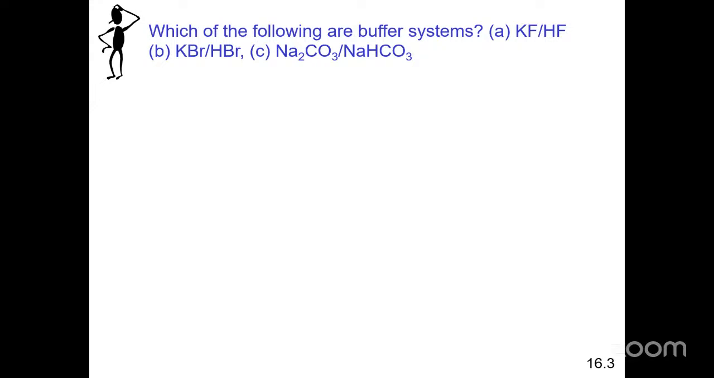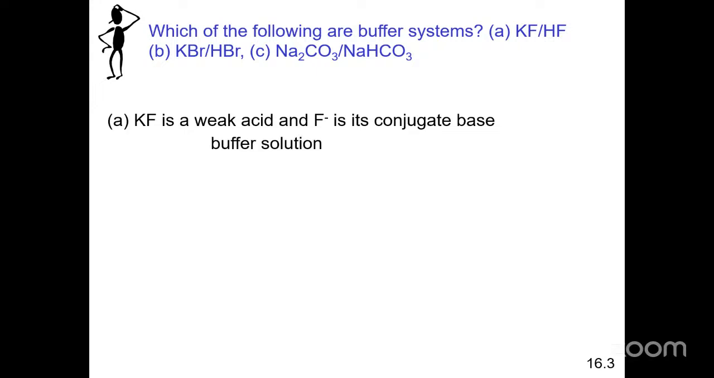Let's ask ourselves the question. Is hydrofluoric acid a weak acid? Yes, it is. Remember, you need to memorize those 6 weak acids I told you about, right? Hydrofluoric acid is one of them, and it's mixed with potassium fluoride. So therefore, that's a buffer system, right? A weak acid and the salt of that weak acid. Okay, so A is a buffer system, all right? What about B? B is a mixture of potassium bromide and hydrogen bromide.